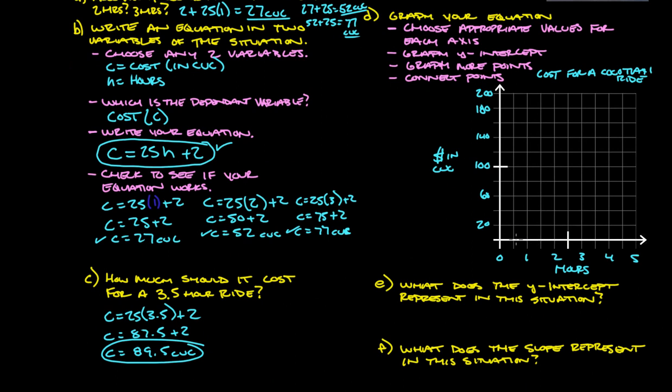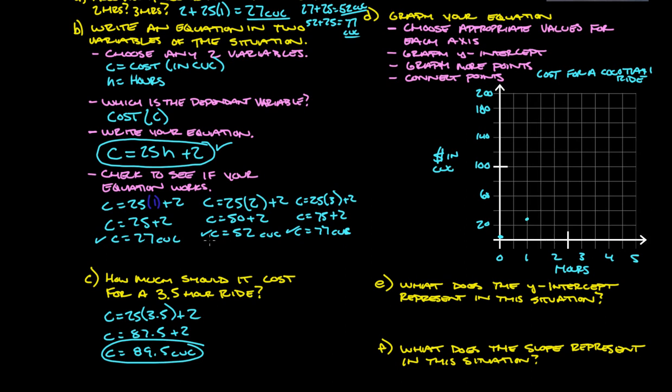Okay, so we know that, well, let's see, 0 hours. It costs 2 CUC just to get in. So our y-intercept here is just above. It's not going to actually be at 0. It's going to be the 2 CUC just to get in. And then for 1, we are at 27, right? So that's 20, that's 40. So that's going to be somewhere up just a little below that.